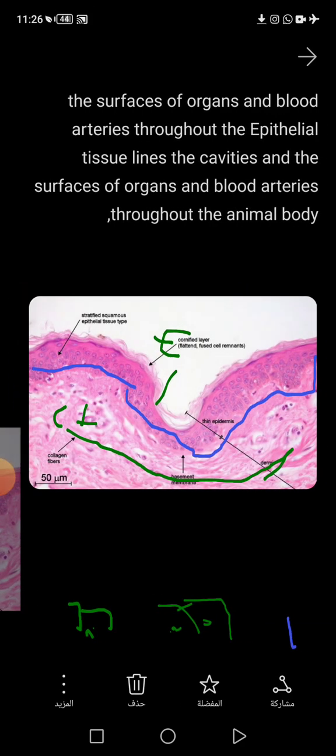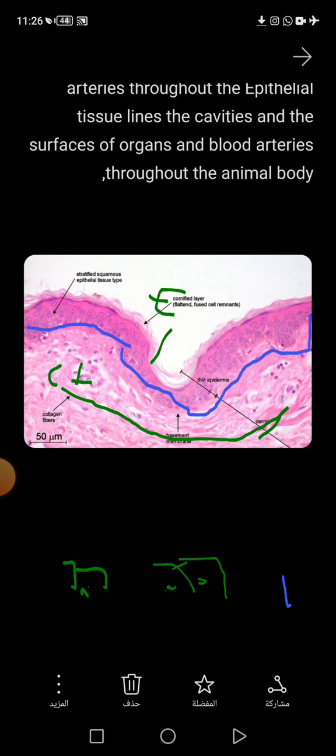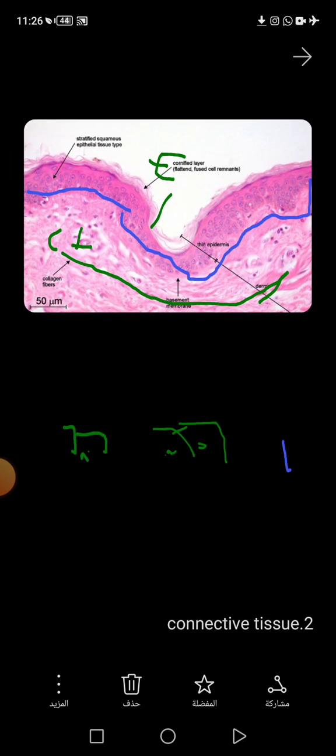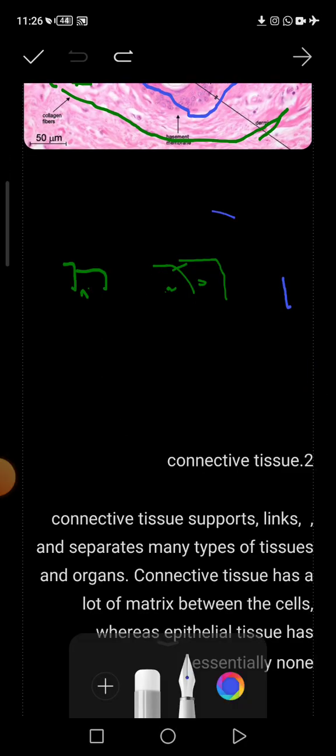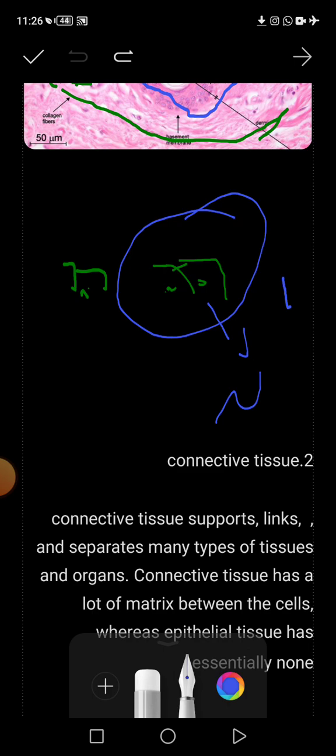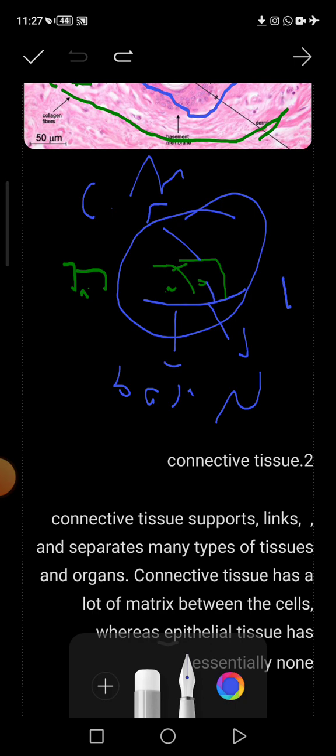Okay, as you see, I explained here. Now, when we come to epithelia, as you see, the cells in epithelia are attached together, and this is the nucleus. Okay, this is the cell membrane, and the down part is the basement, or we can say base. So this is the nucleus.